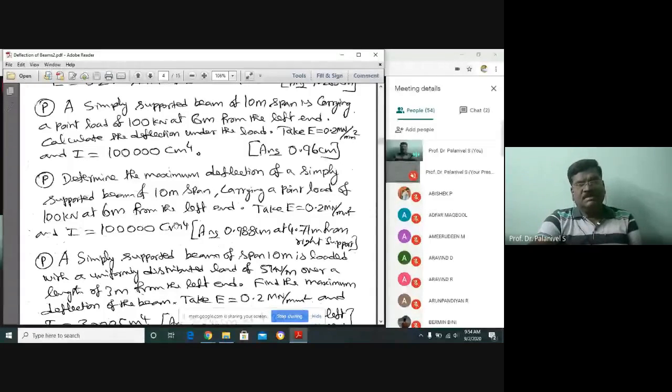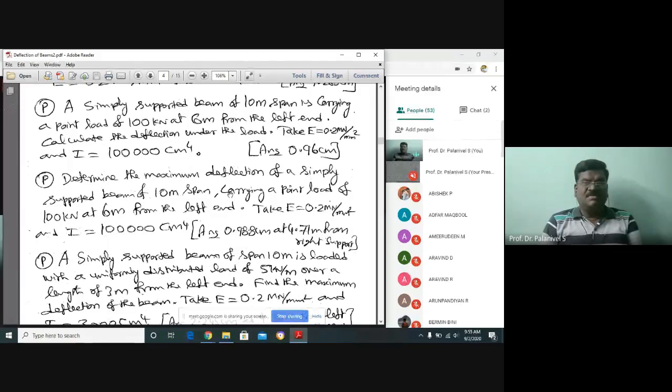How do you do that? We know at the maximum deflection point, the slope is 0, dy over dx is equal to 0. So equate the slope equation to 0 and determine the value of x. If the value of x is within this 6 meter, it's okay. The maximum deflection occurs in the first portion. Suppose the x you get is some irrelevant answer, what to do? You have to write the general expression for bending moment for the next portion.